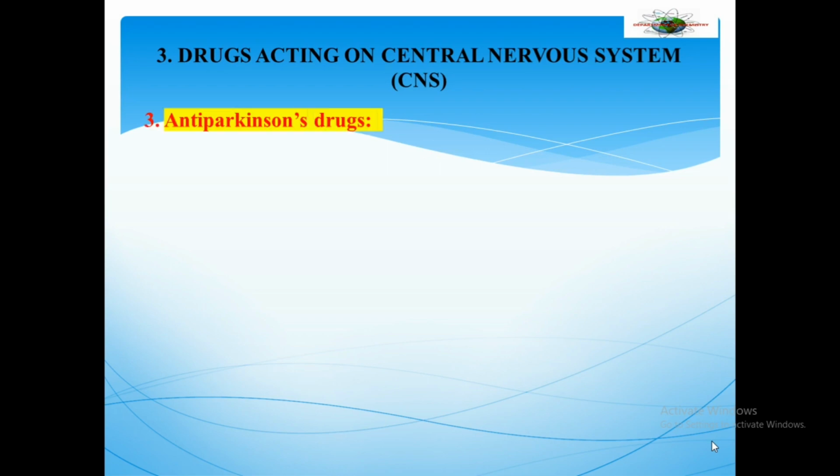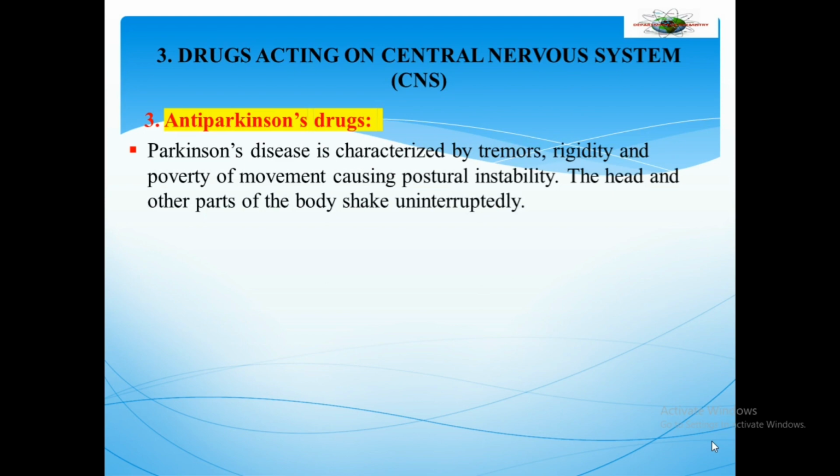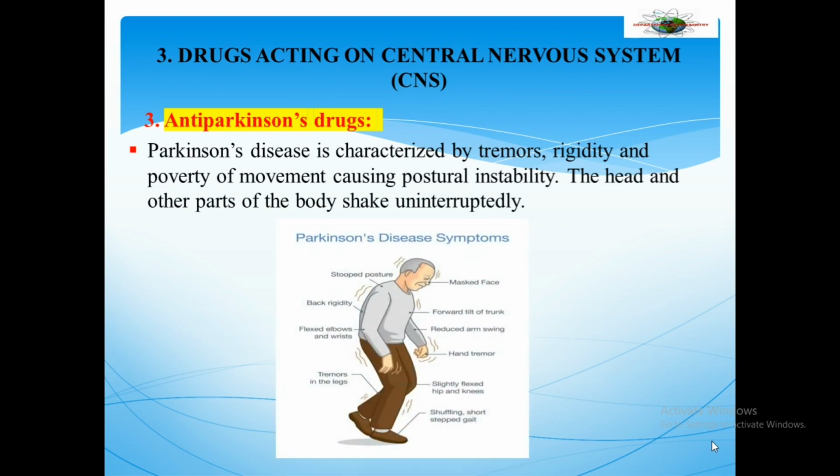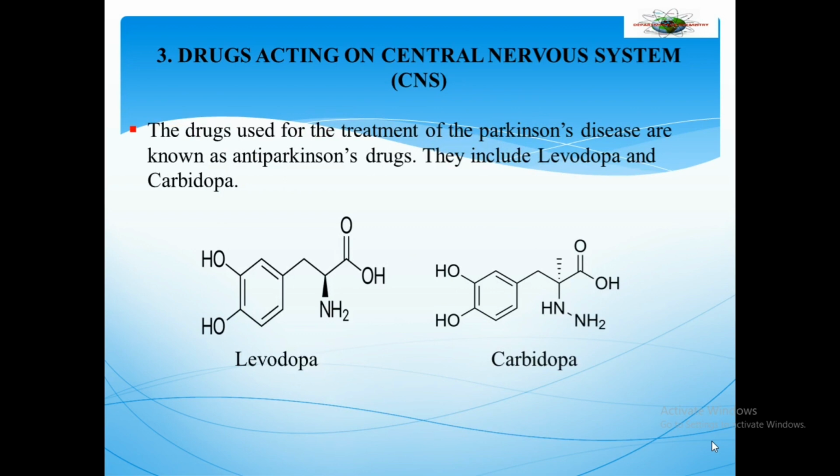Then anti-Parkinson's drugs. Before going to the anti-Parkinson's drugs, what is Parkinson's disease? Parkinson's disease is characterized by tremors, rigidity, and poverty of movement causing postural instability. The head and the other parts of the body shake uninterruptedly. These are the symptoms of Parkinson's disease. The drugs used for the treatment of Parkinson's disease are known as anti-Parkinson's drugs. They include levodopa and carbidopa. These are the structures of levodopa and carbidopa.